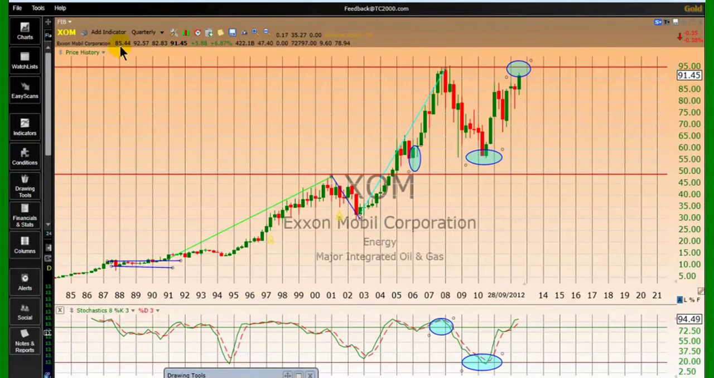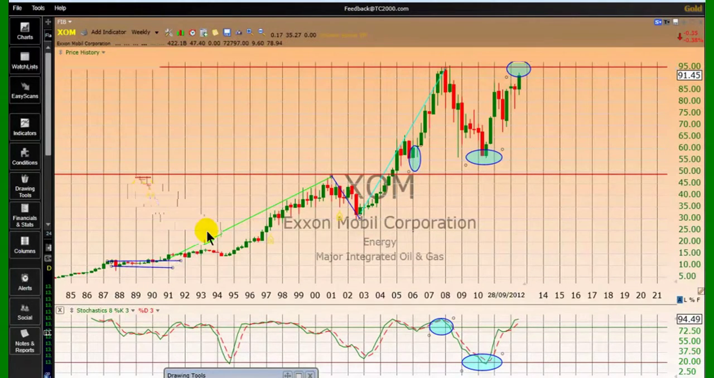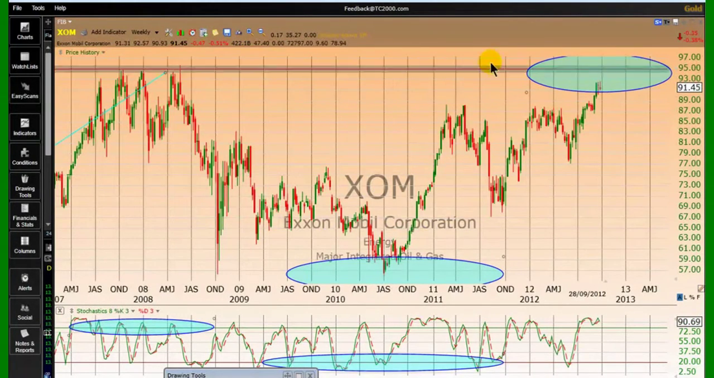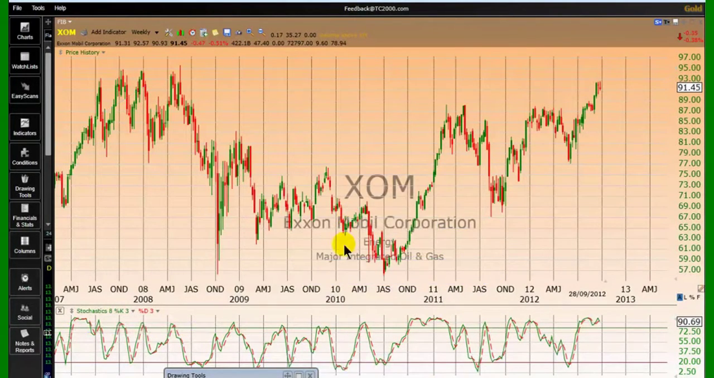All right, let's move on now to the weekly chart, talking about overbought and oversold market conditions, or overbought, oversold stochastic. I will remove all my drawings this time. We are now on the weekly chart.